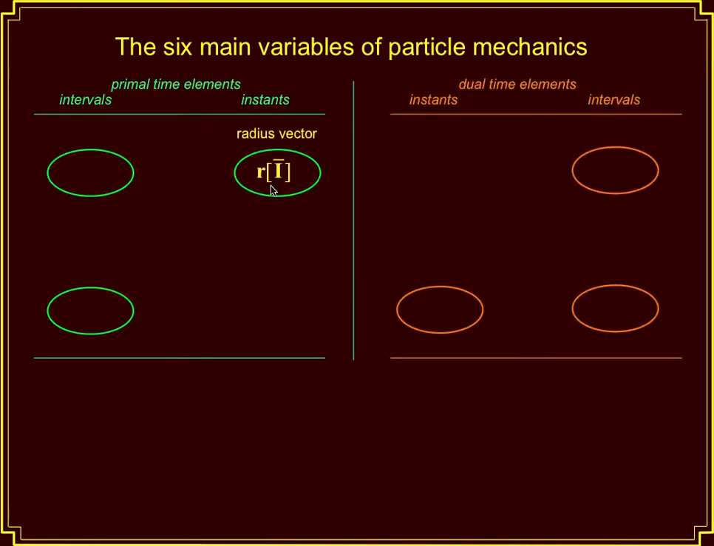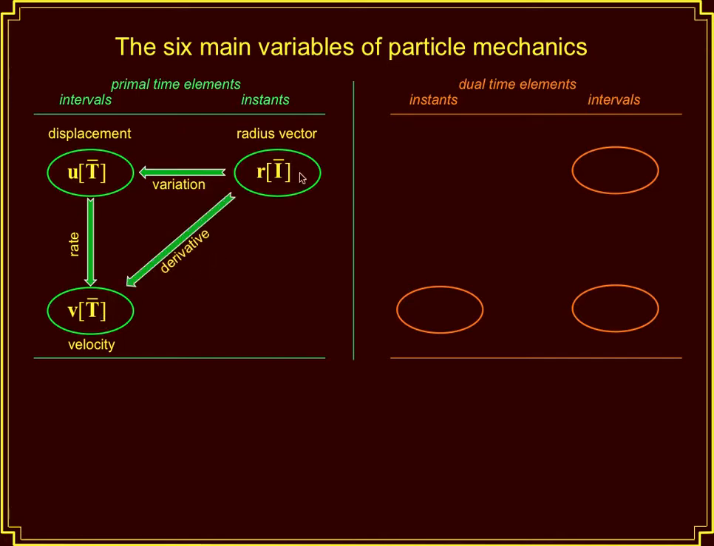Here we represent the 6 main variables: the radius vector, the displacement, that is a variation of radius vector, and the velocity, that is a rate. Of course, it is a limit of the rate in the differential formulation. And the velocity is a derivative of the radius vector.